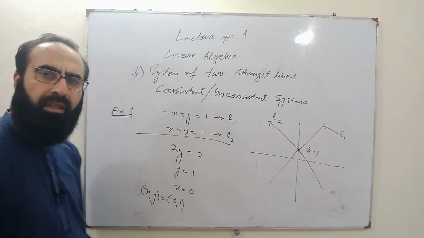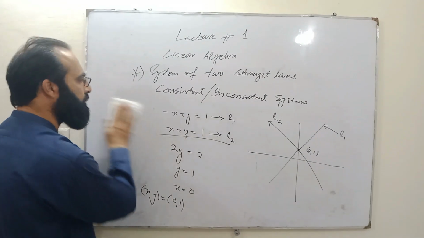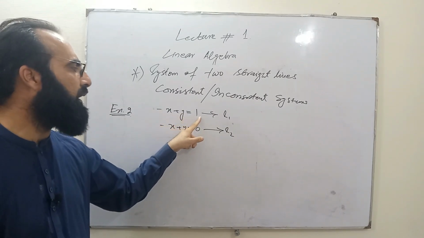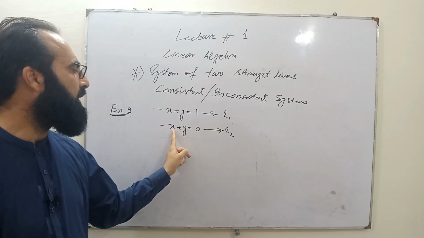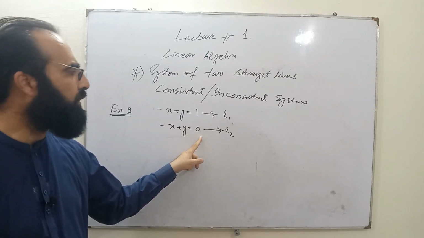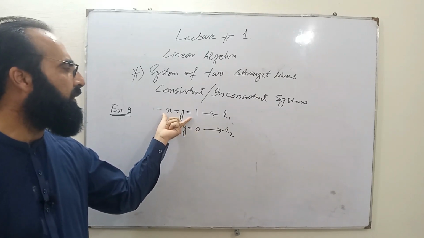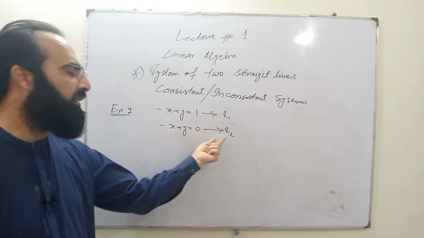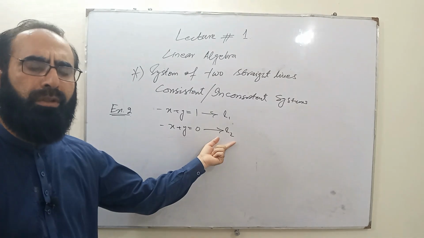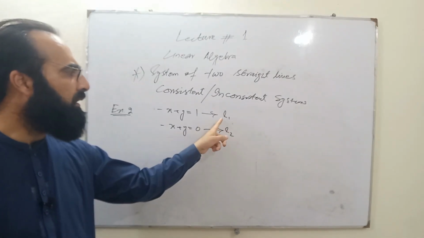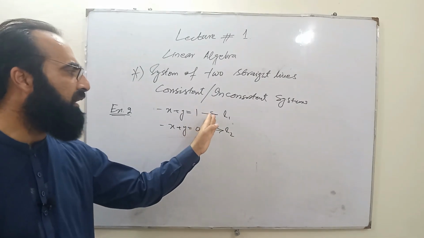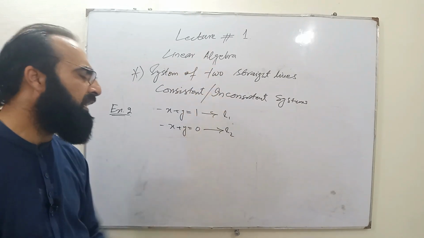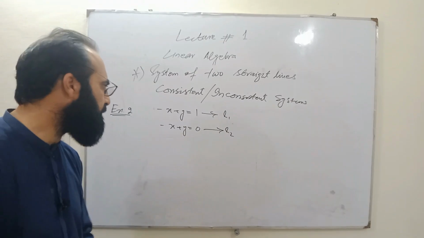Now let us take another example. The second example is minus x plus y is equal to 1 and minus x plus y is equal to 0. Say this equation is represented by L1 and the second equation is represented by a symbol L2. You can represent these two equations by some other symbols instead of L1 and L2. That's up to you.